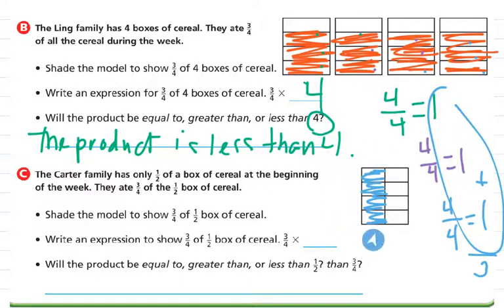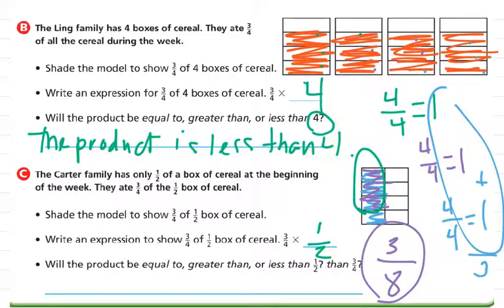If we look here, there are 4 pieces, but we're going to shade only 3 of the 4 pieces. So boys and girls, if we circle that, we see that we have 3 pieces. It says, write an expression to show 3/4 of a half box of cereal. Well, we know that of again means multiply, and what we're doing is multiplying 1/2 by 1/4, 2/4, 3/4. And our answer here, boys and girls, is 3/8.